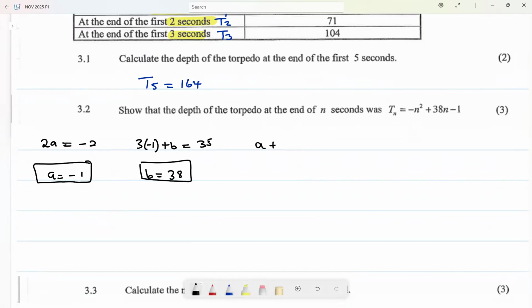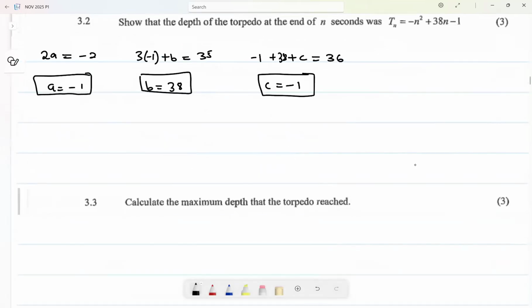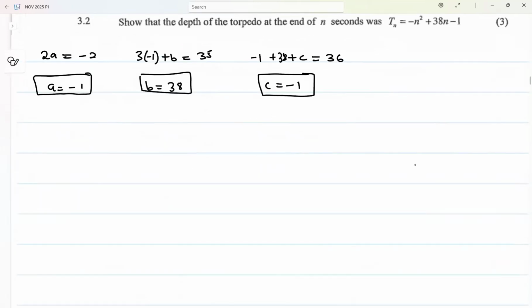And then a plus b plus c is going to be equal to 36. You already know a is -1 and b is 38, so c is going to be equal to 36 minus 37, which is -1. And therefore, you have found that. Beautifully so.